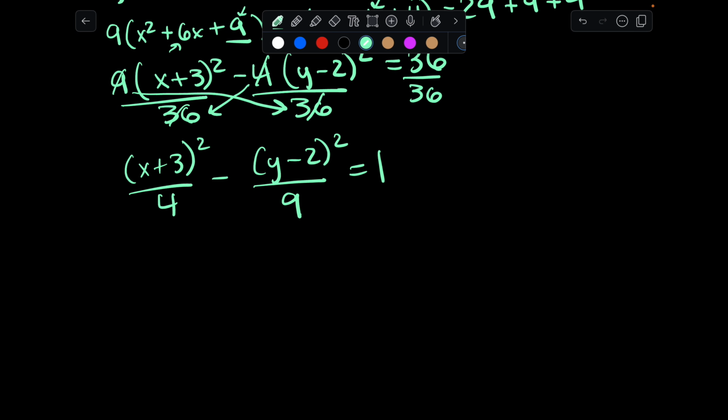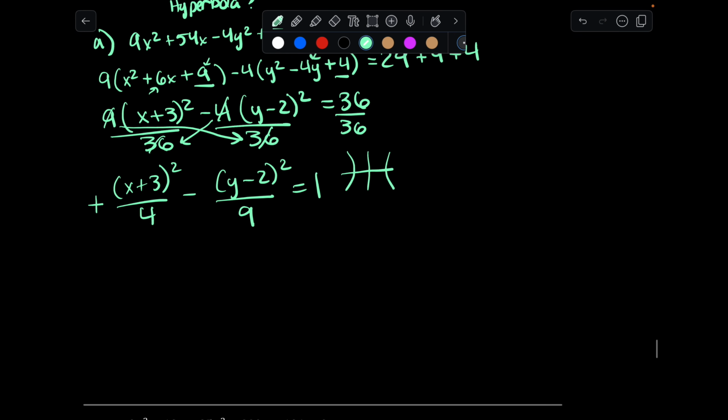So now the question is, is this going to open up horizontally or vertically? We can see that x is positive, so that means the two hyperbolic curves are going to hug the x-axis in some way, shape, or form.